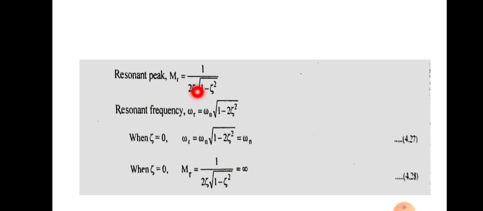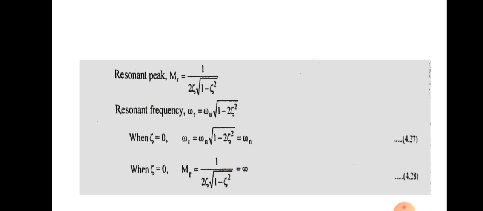See here, MR equal to 1 by 2 epsilon into square root of 1 minus epsilon square. Similarly, the resonant frequency omega r equal to omega n into square root of 1 minus 2 epsilon square. These two equations we have obtained from the frequency domain specifications. These are the final equations corresponding to the resonant peak and resonant frequency. Here we can relate the resonant peak with epsilon, and also the resonant frequency with epsilon. In the previous case we related the magnitude and phase with u at certain values of epsilon. Here we are relating the resonant peak with epsilon alone.